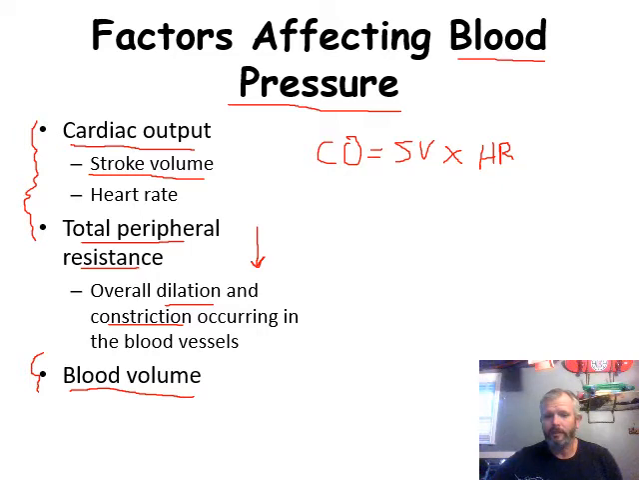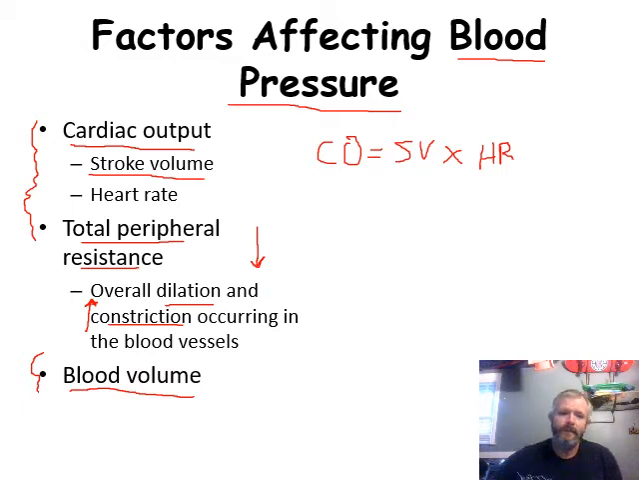If you have more constriction, you would have total peripheral resistance going up. Just like cardiac output, if total peripheral resistance goes up, there's more resistance, then blood pressure also goes up.